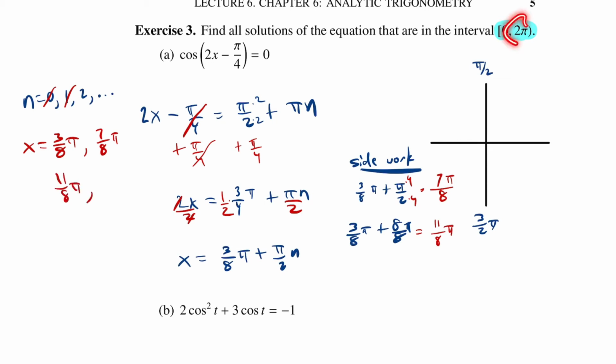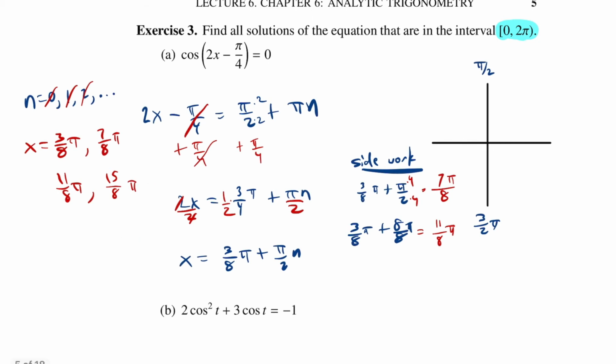Then you can see a pattern emerge. So to get from 3 to 7, you add 4. To get from 7 to 11, you add 4. So for the next term, you're just going to add 4 to the numerator. 11 plus 4 is 15/8. And we are still within the interval 0 to 2 pi, because 15 is still less than 16. But if you add 4 one more time, then you're going to get 19 over 8 pi, which is beyond 2 pi, so that's where you would stop. So there are only 4 solutions.